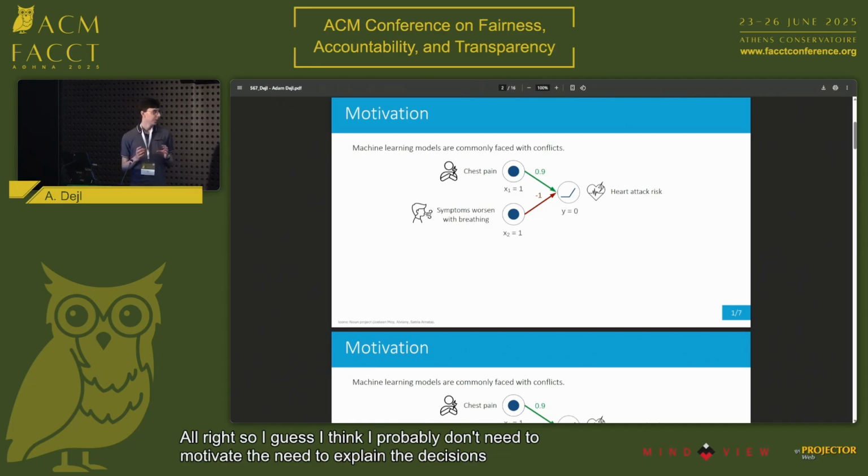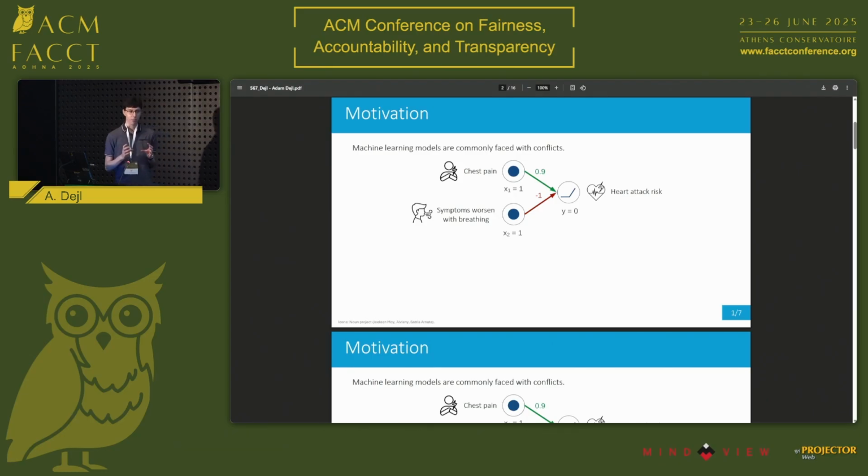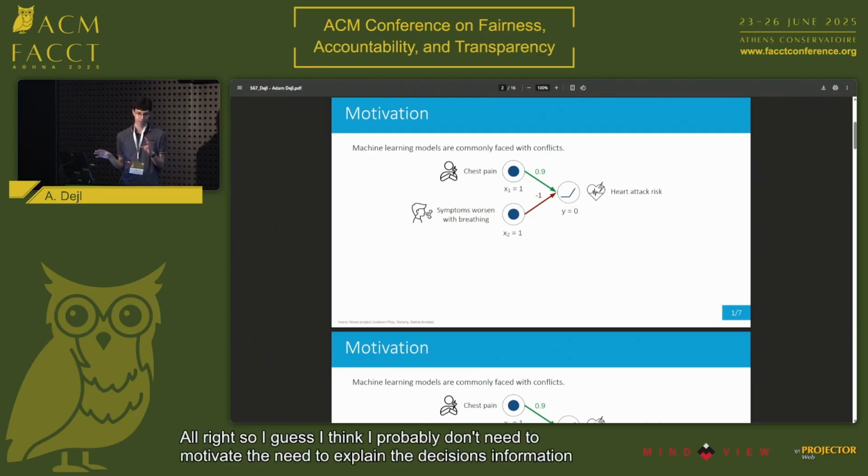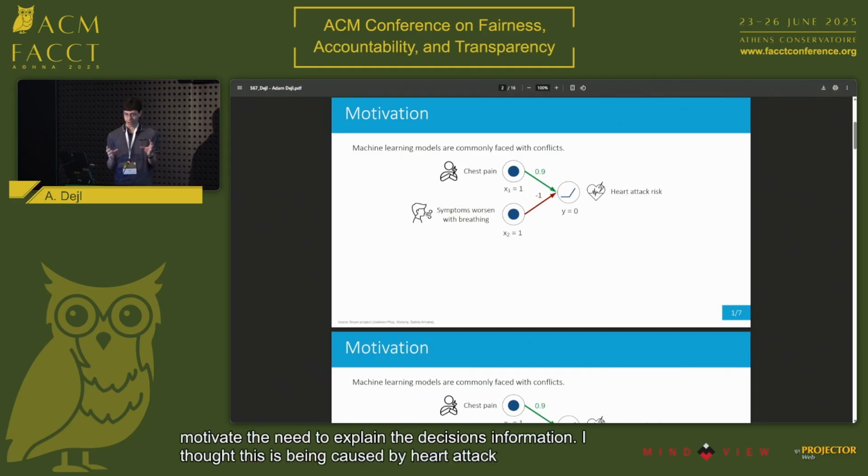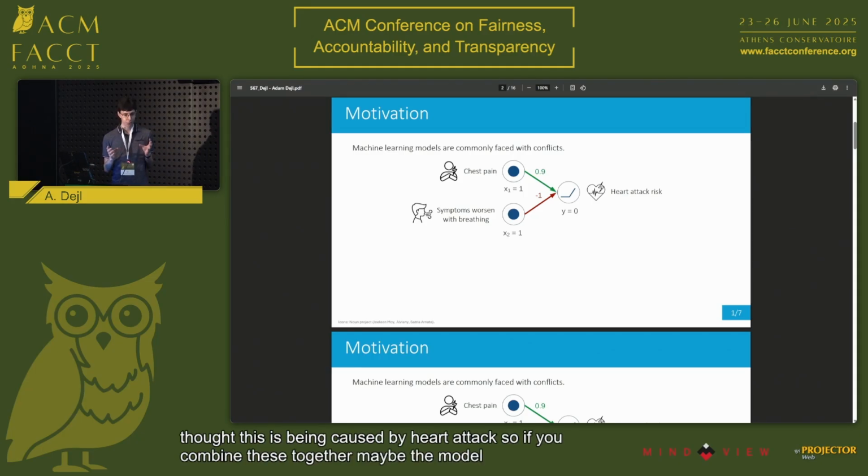So if you have a look at the example on the slide, let's say we have a very simple neural network that's trying to make classifications of how likely is someone to be suffering from a heart attack. And let's say for simplicity, we are only using two sets of features. One is whether they are experiencing chest pain, which of course increases the likelihood they might be suffering from a heart attack. If someone is having chest pain, maybe they might be having a heart attack. And the second feature is maybe the patient is also reporting that their symptoms are actually worsening with breathing, which on the other hand lowers the chance that this is being caused by a heart attack. So if you combine these together, maybe the model predicts that the likelihood that they actually have a heart attack is relatively low.